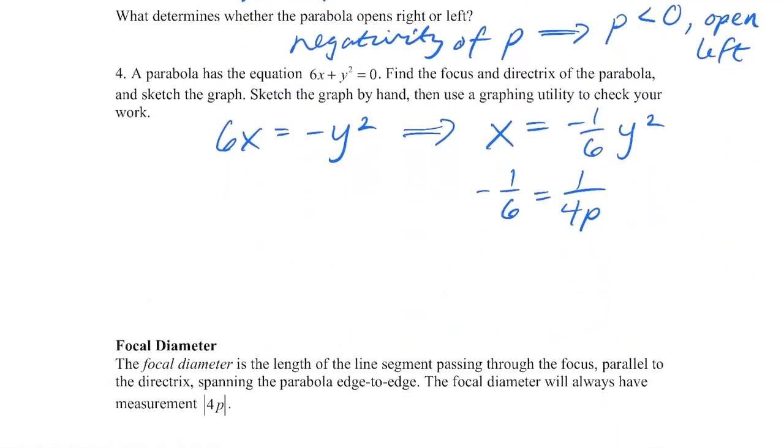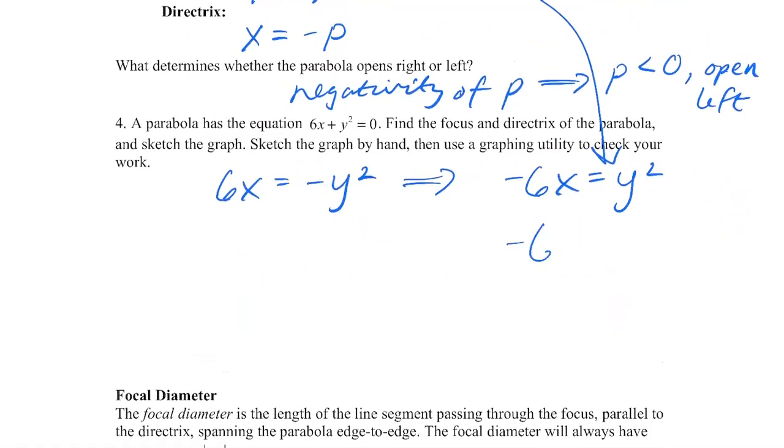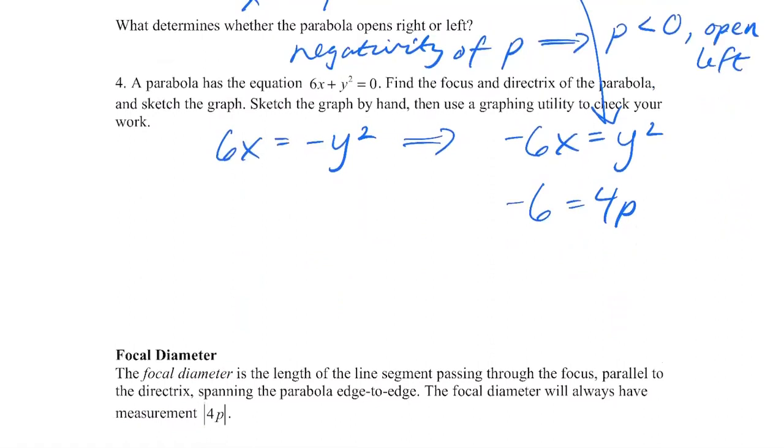No, I am messing it up. Back out. Okay. So if we've got 6x equals negative y squared, we can simply isolate the y squared and say that negative 6x equals y squared. So now we are matching our formulation up here, which means that negative 6 equals 4p. Yes, this is better. So then p equals negative 3/2. Yeah, great.